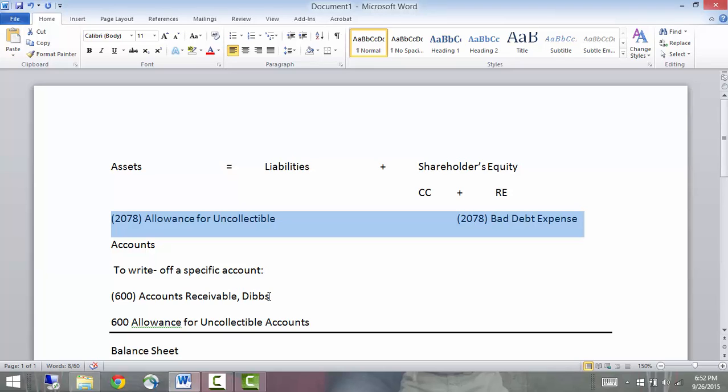So let's assume it was March of 2015. When we find out in March 2015, this is the entry we make. That bad debt expense was already recorded and reflected on our 2014 income statement. But we don't find out until later that he's not going to pay us. So we remove his account from accounts receivable. He legally owed us $600, but we know he's not going to pay us, so we're going to just take it off of our books. And then we also take it out of allowance for uncollectible accounts.